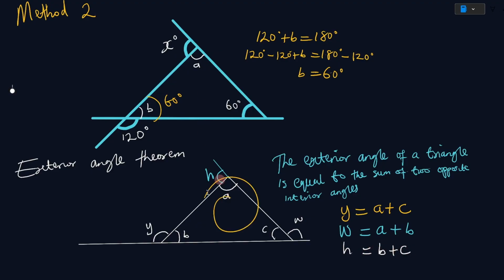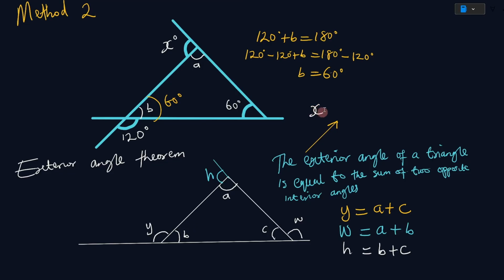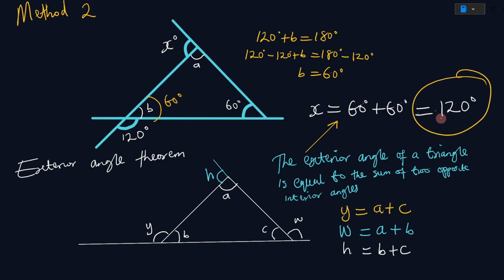If you look at this new diagram and this one, we can see that our H and our X look alike. They are in the same position. That means our angle X is the exterior to the two opposite angles, 60 degrees, which is B, and angle 60 degrees. If we apply the exterior angle theorem, our X will now be the sum of 60 degrees, this angle, and the other base angle that is equal and opposite, plus 60 degrees. This will now be equal to 120 degrees. So using the exterior angle theorem, we still found that our angle X, 120 degrees, is the same value we got in method 1.